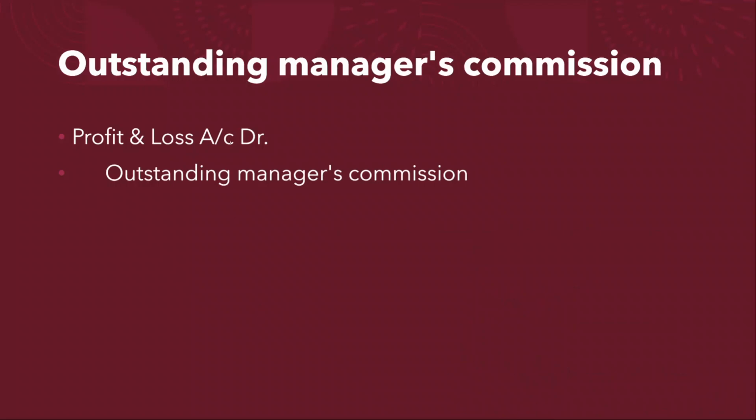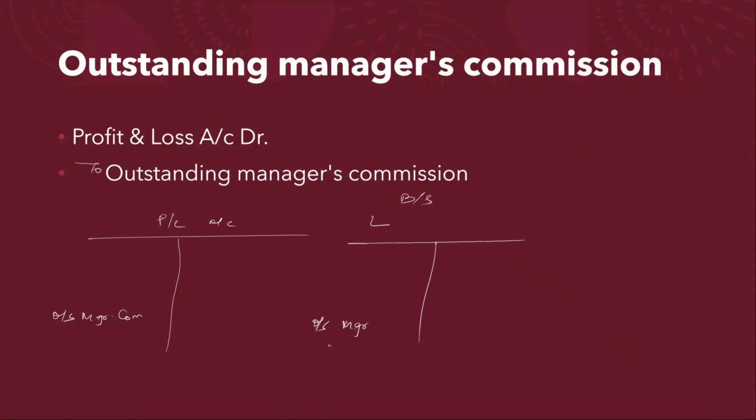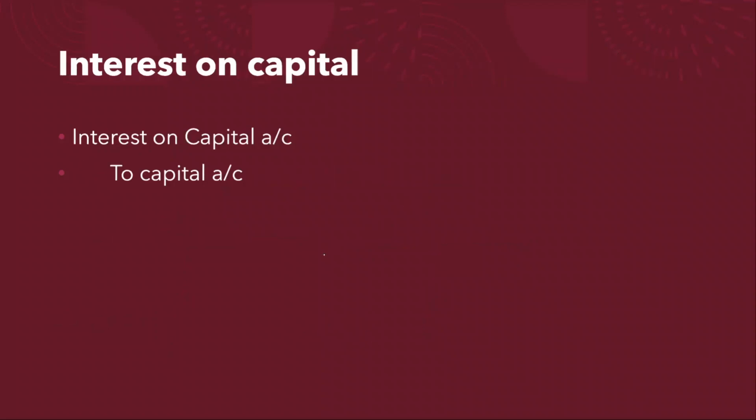So next one is your outstanding manager commission. So manager commission, this is the entry: profit and loss account debited to outstanding manager commission. So in profit and loss account it stands in your debit side. So here you will show as outstanding manager commission, and in balance sheet it will be shown in your liability side. This is your balance sheet and it will be shown in your liability side, outstanding manager commission. That's it, nothing more.